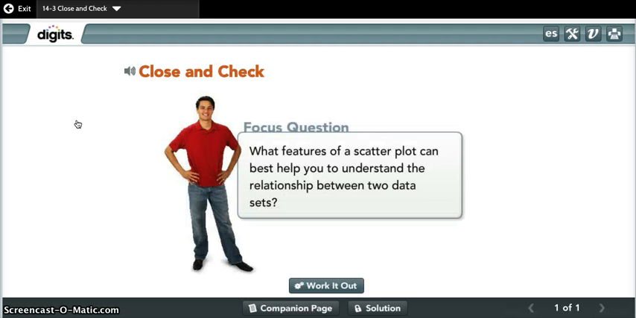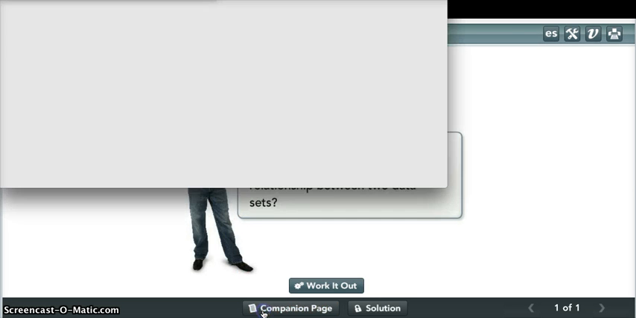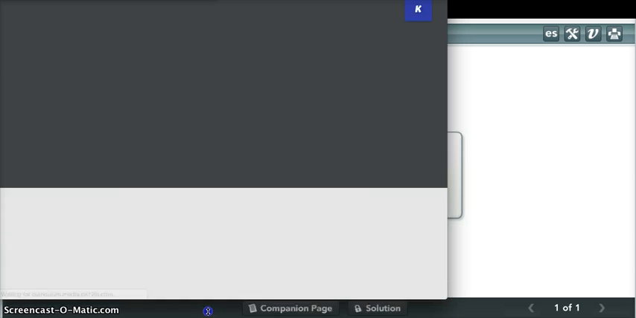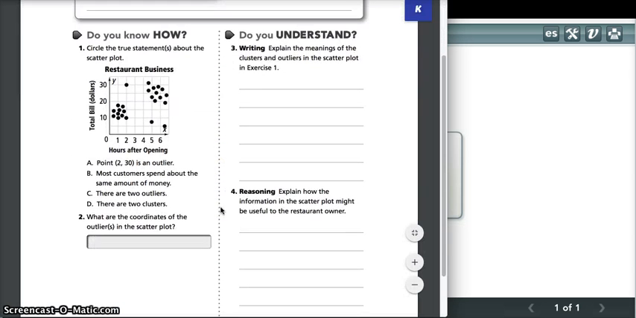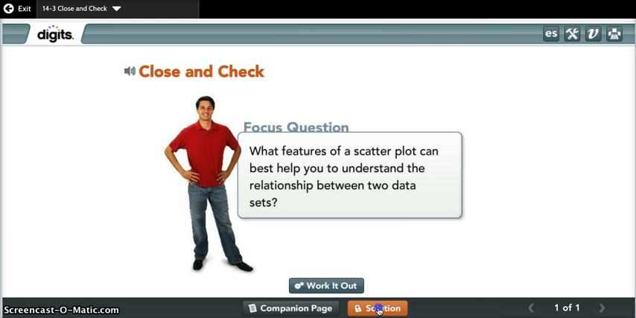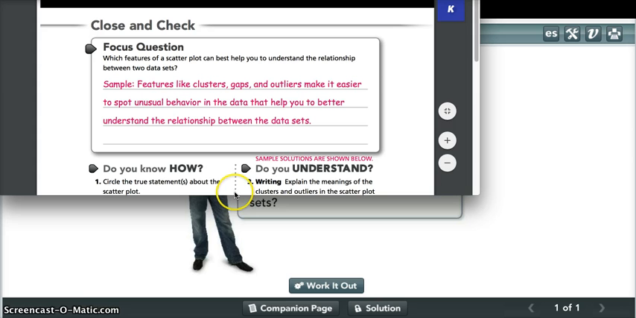We're in our close and check already. So in your close and check, let me verify they don't have any classroom questions in here. Perfect. So 1, 2, and 3 are great questions for you to think about, and then I will pull up the answer key right here for you.